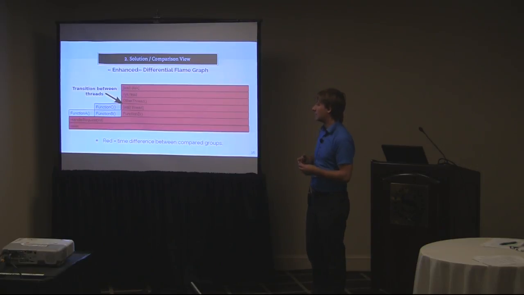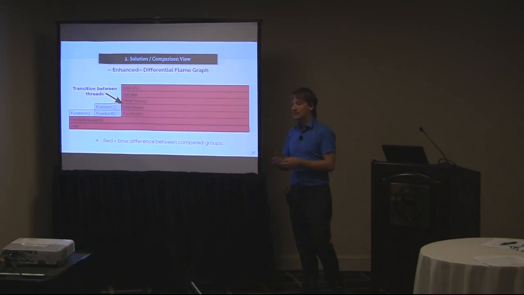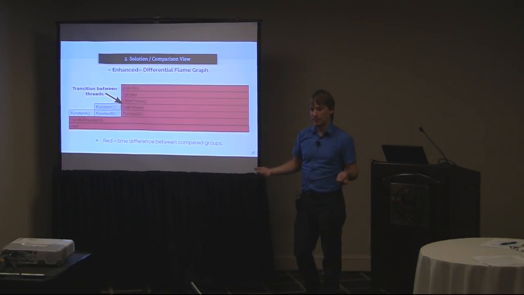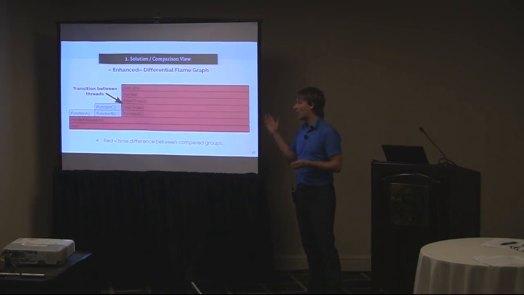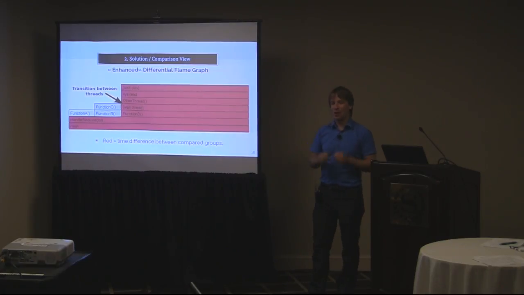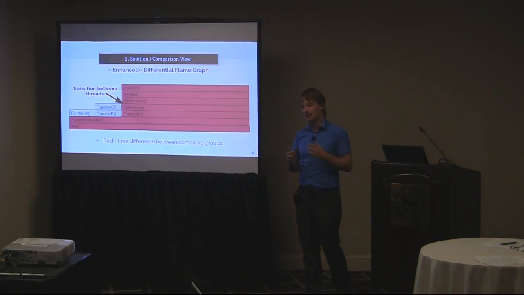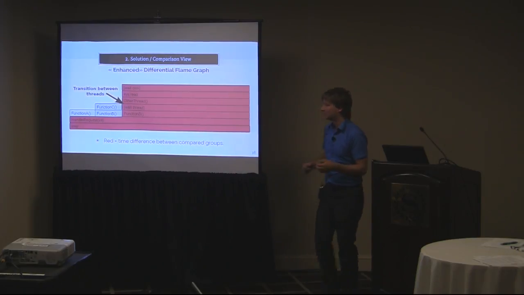Another difference between the normal differential flame graphs and ours is that we don't compare two executions, but two groups of executions. That means that we can compute a standard deviation for each metric within each group and add colors on the differential flame graph only when differences are statistically significant.